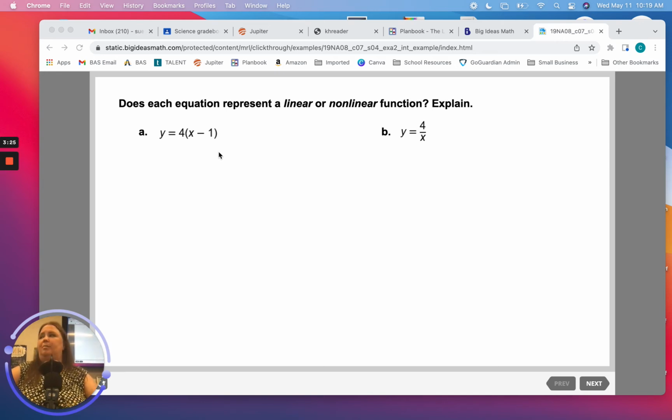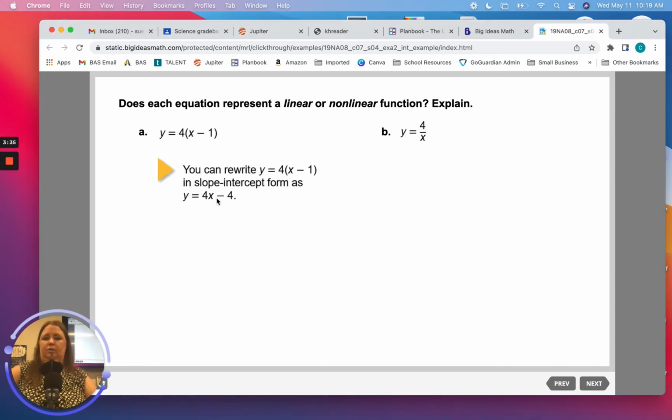Absolutely, if you can put it in slope-intercept form. So this first equation, can I simplify this into slope-intercept form? Yes. Yeah, I just distribute the 4, right? Yes. So then I get y equals 4x minus 4. Slope-intercept form is the form of a linear equation. So A would be a linear function.